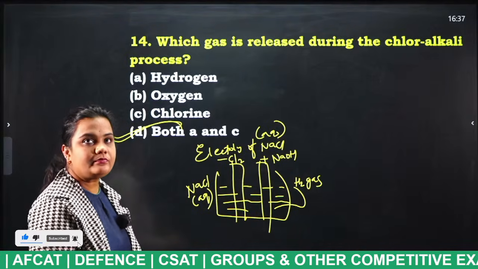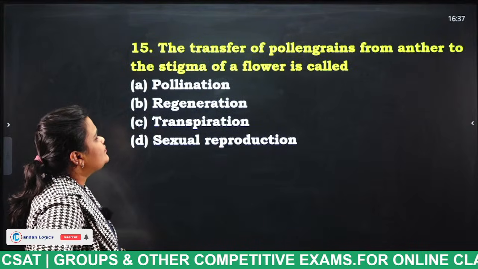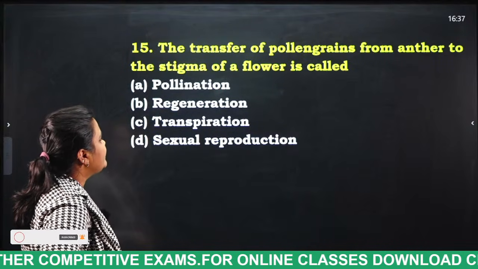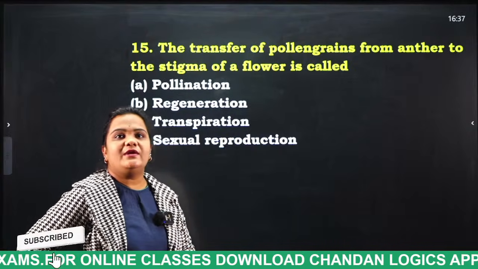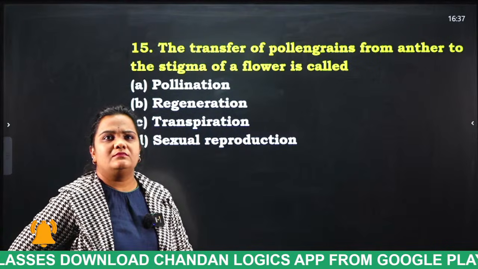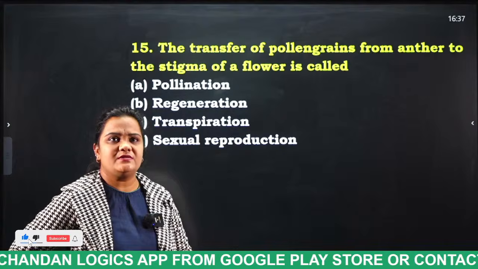Okay? Next. The transfer of pollen grains from anther to stigma of a flower is called pollination, regeneration, transpiration, sexual reproduction. Very good evening, Bujji. Very good evening. What is the answer for this question? All of you mention your answers in the comment section.